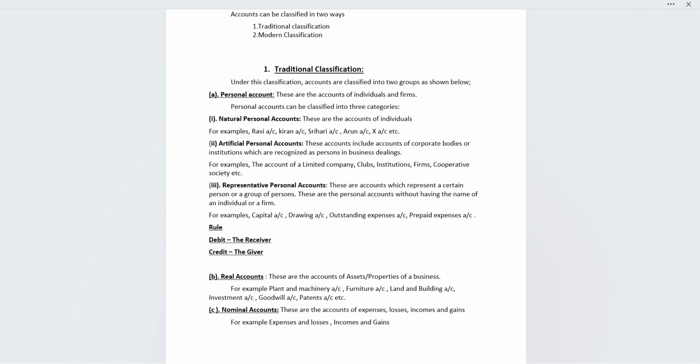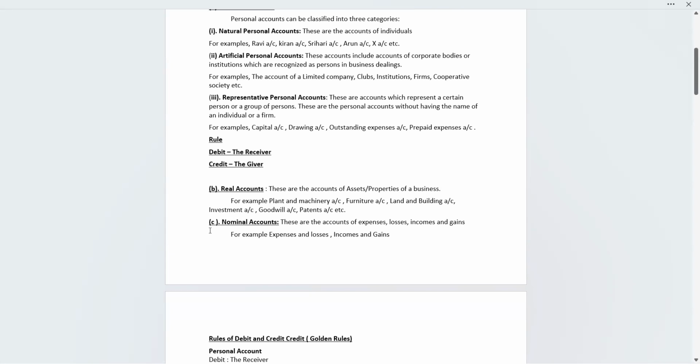Personal account rule. So next, the second one, real account. These are the accounts of assets and properties of business, for example, plant and machinery. For assets related, you are applying the real account only. Any assets related, that is tangible assets or intangible assets, you are applying which rule?